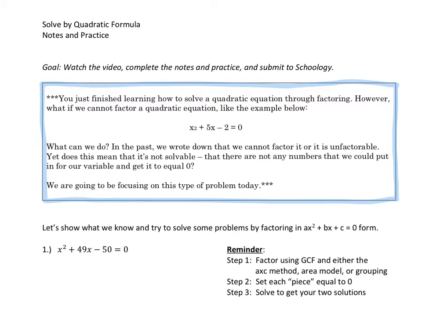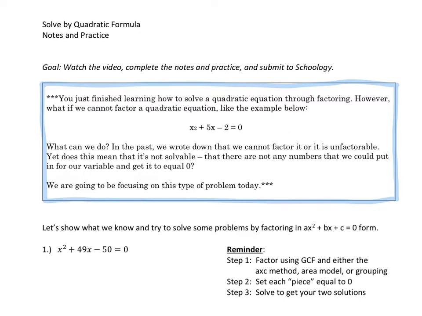However, what if we cannot factor a quadratic equation like the example below? Our x squared plus 5x minus 2 equals 0. What multiplies to negative 2 but adds to 5? There's really no combination we can come up with. Can we still do this type of problem?